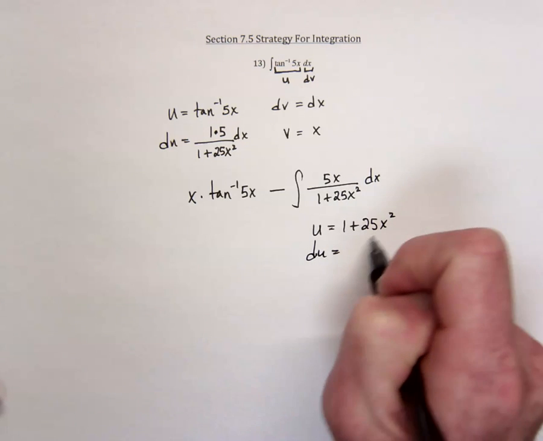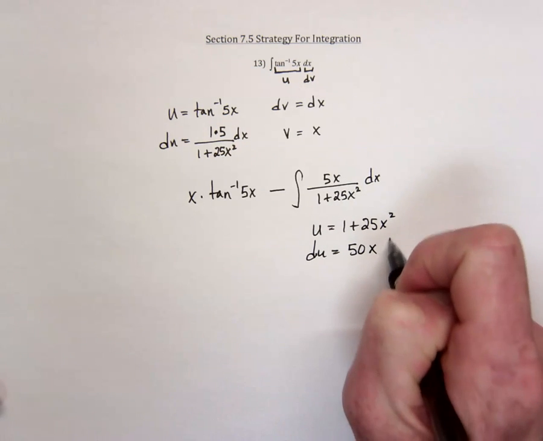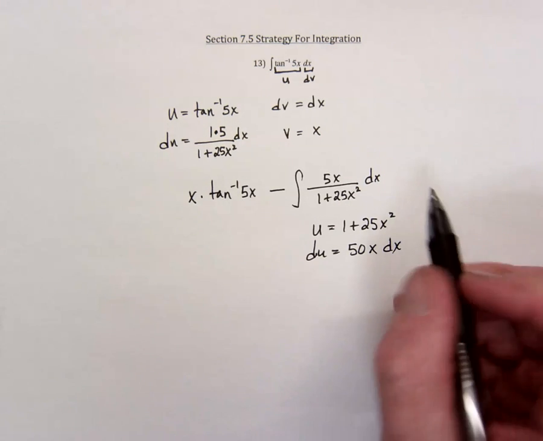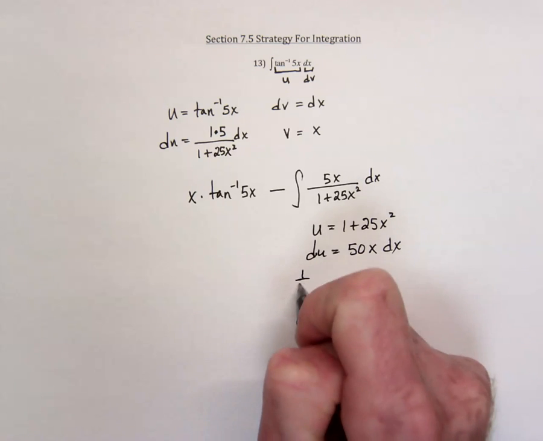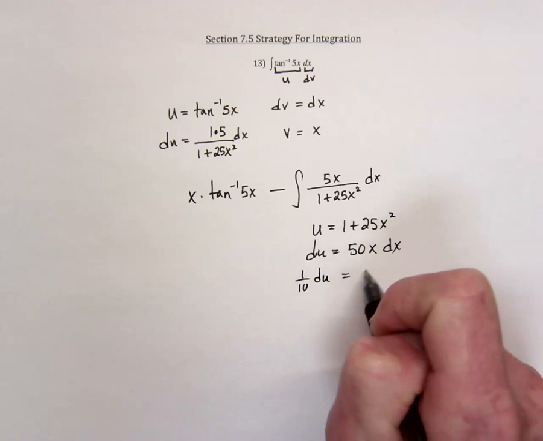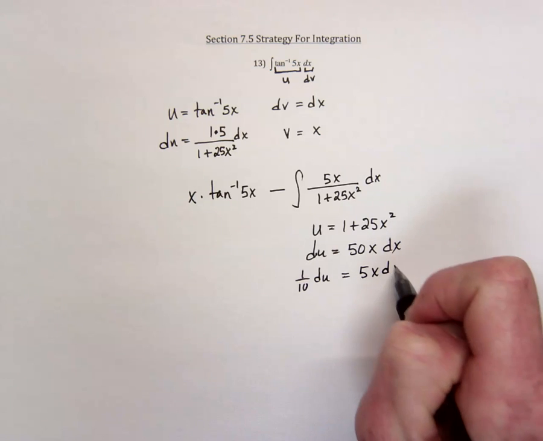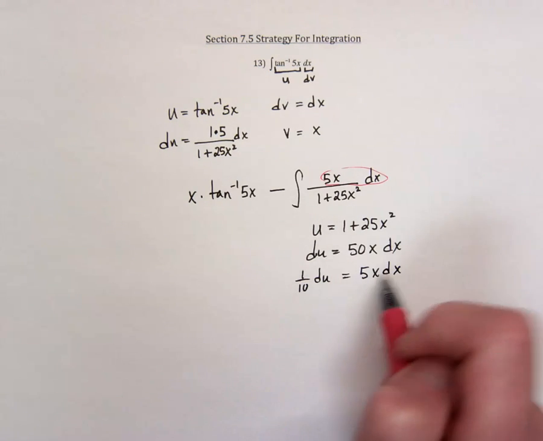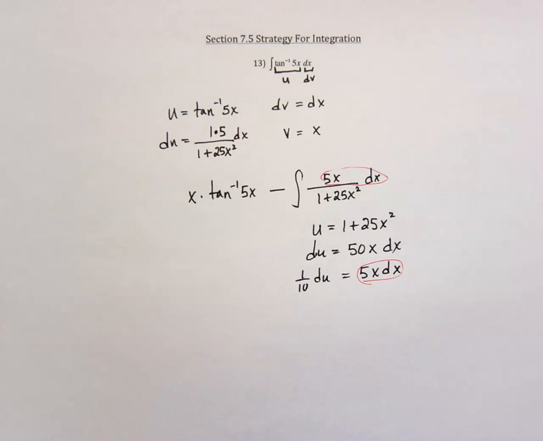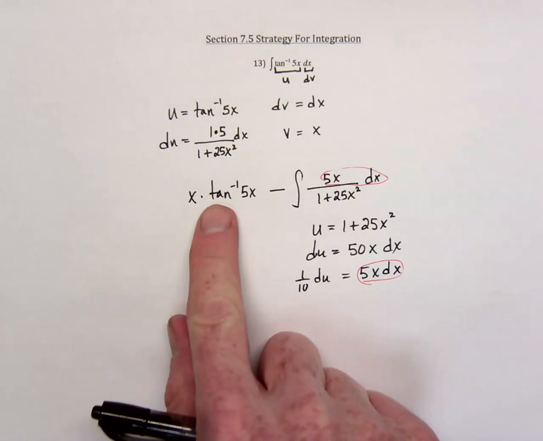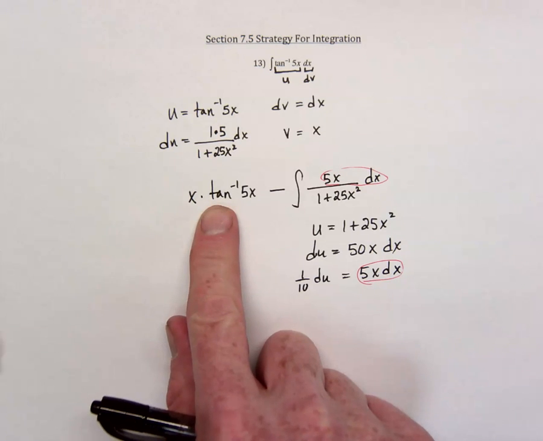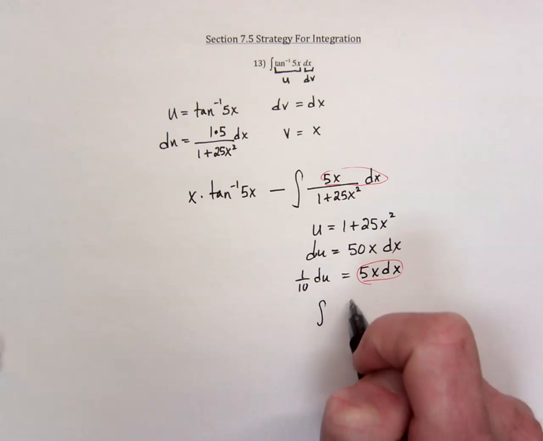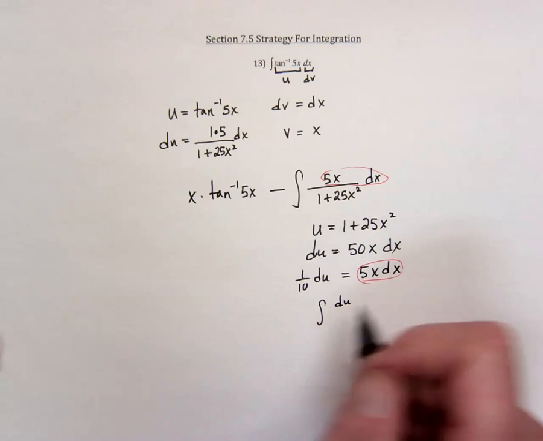The derivative of that is going to be a 50x dx. We need this to actually be a 5x dx, so multiply both sides by 1/10. Then the 5x dx that was showing up right here is showing up right here, so it's ready for u substitution. So I'm just going to leave that part of the problem there for a moment while I just finish this integration. So we would have integrate, on the top would be du times 1/10.